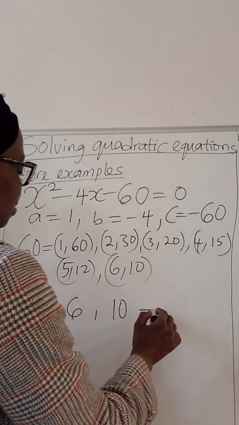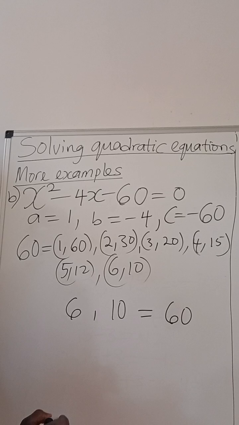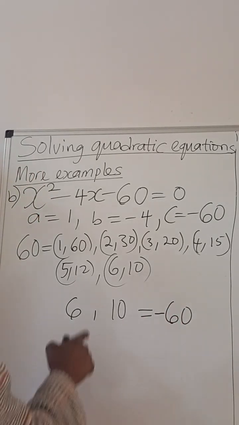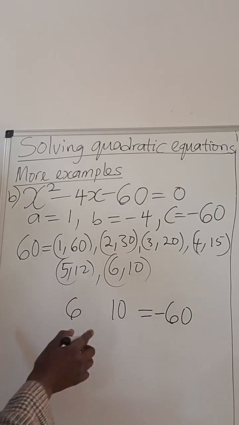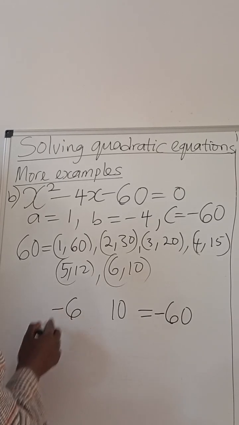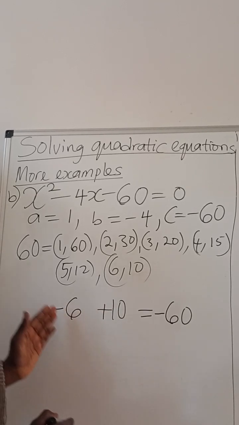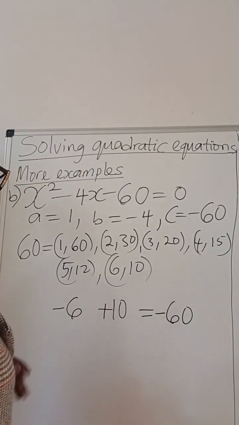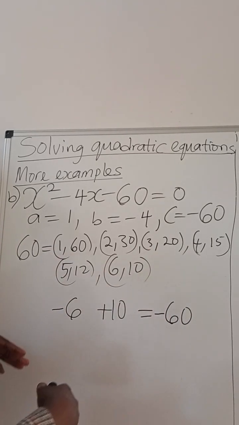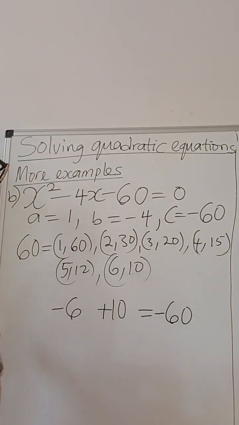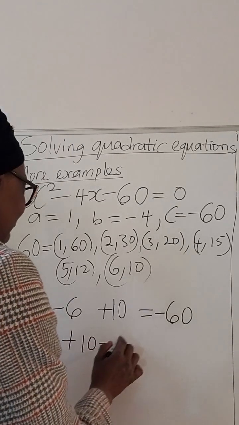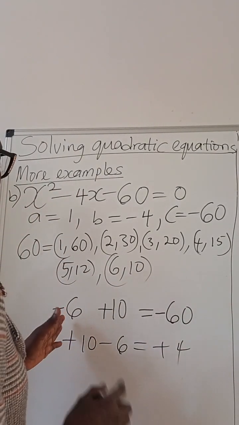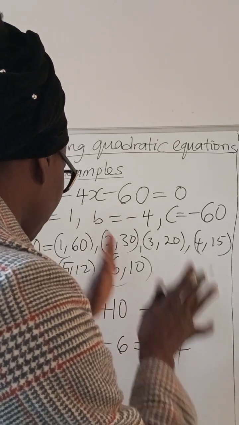When we multiply 6 by 10, the result is 60. And mind you, we have negative 60 here, minus 60. For us to have minus 60, it shows that either of these numbers must be a negative number. For example, if we pick 6 to be the negative one and 10 to be the positive one, 6 by 10 is 60, negative multiplied by positive gives negative. That's for C. But now let's look at it in a way to get B, which is minus 4. Plus 10 minus 6 will not give us minus 4. It's going to give us plus 4. So it shows the figures are okay, but the signs are not yet appropriate for this question.